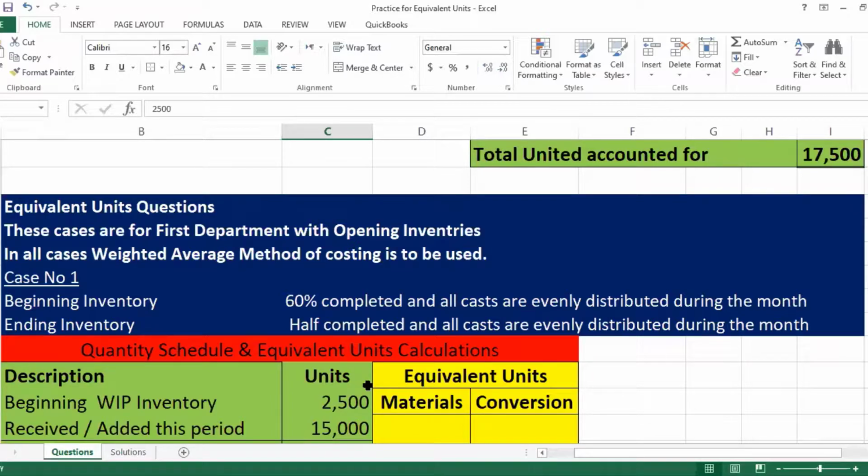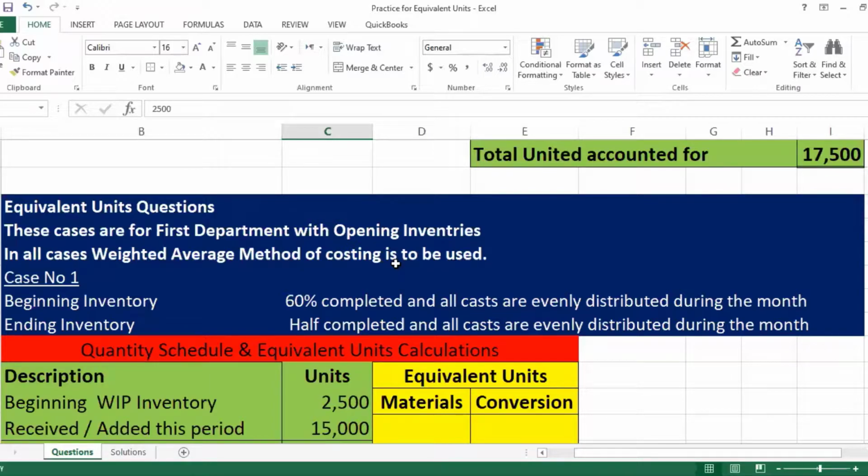When we have a second period, we may have opening inventories, and when we have opening inventories, we have to apply the costing method. And here we have assumed that we will be using the weighted average costing method, because in our previous discussions we have discussed the weighted average costing method for the calculation of equivalent units. And we have used the weighted average method for the calculation of equivalent unit.